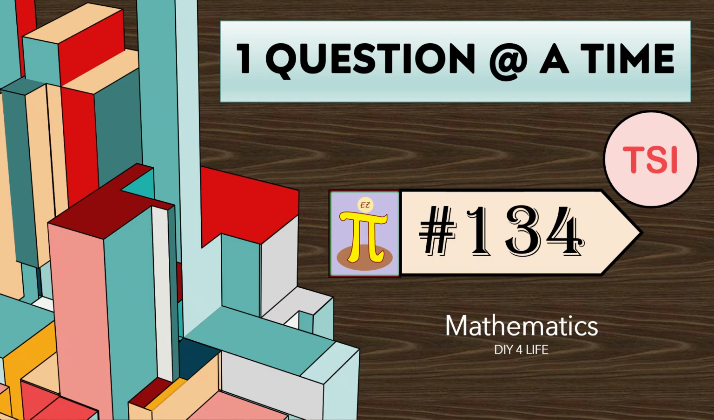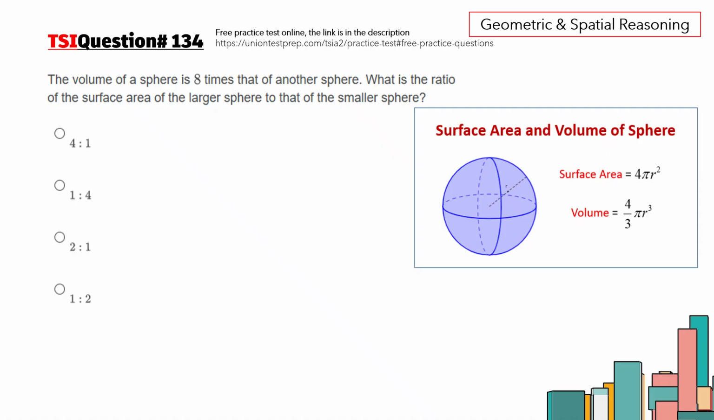Question number 134. The volume of a sphere is 8 times that of another sphere. What is the ratio of the surface area of the larger sphere to that of the smaller sphere?